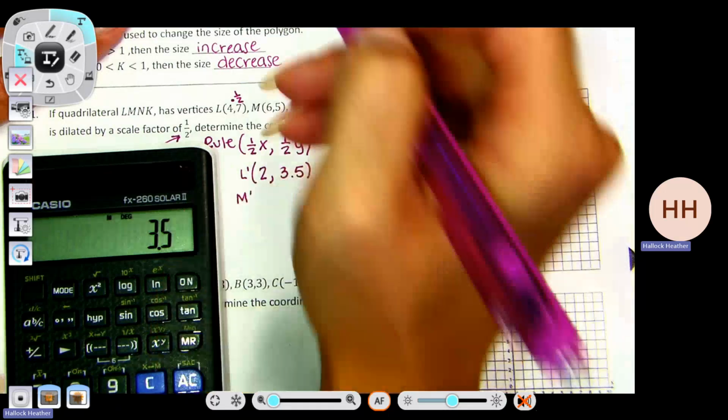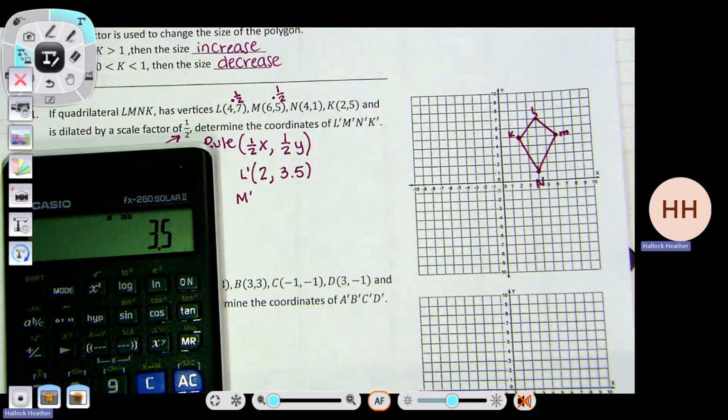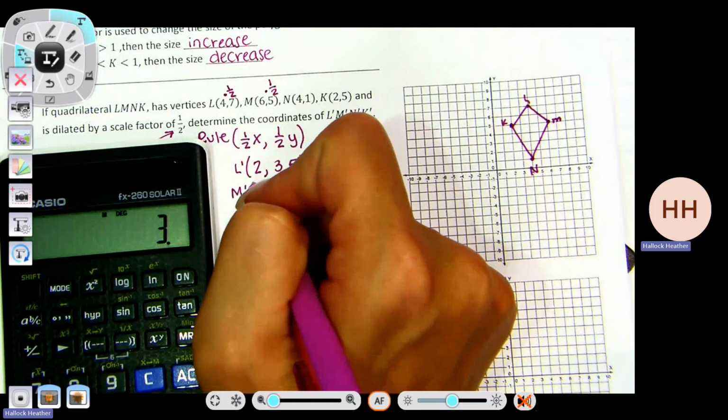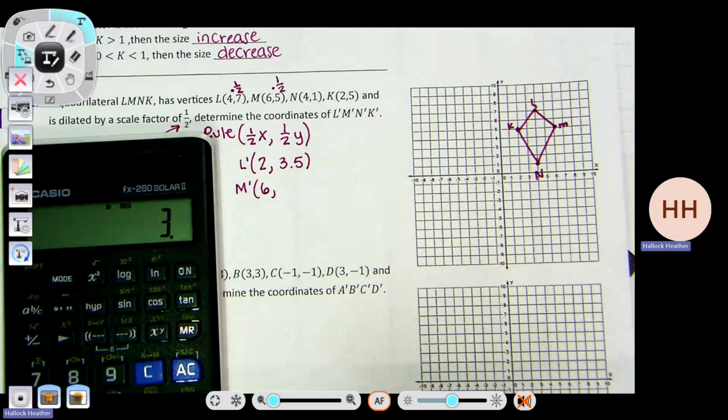So M, same thing. We're going to take every single value and multiply by 1/2. What's 1/2 times 6 get me? 3, because it's half times 6. So take a second, find the rest of your values.